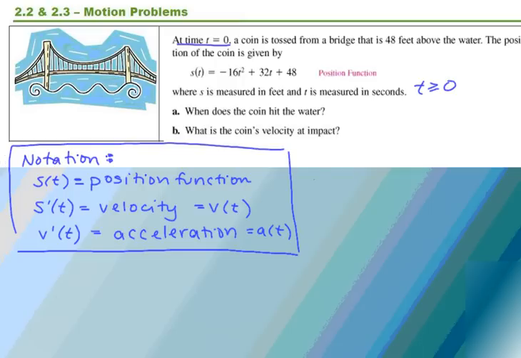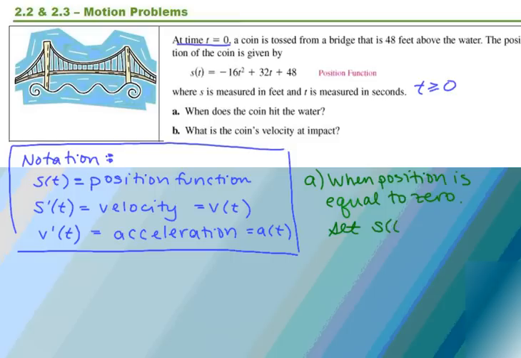Okay, so when does it hit the water? Well, it's going to hit the water when the position is equal to 0. So if we want to know when the position is equal to 0, that means we just need to take our function for position and set it equal to 0. So we're going to set S of t equal to 0, and then we're going to solve for t. So what time did the position equal 0?